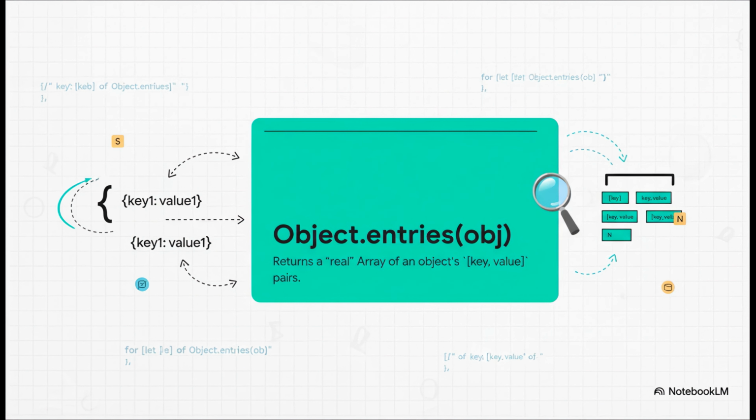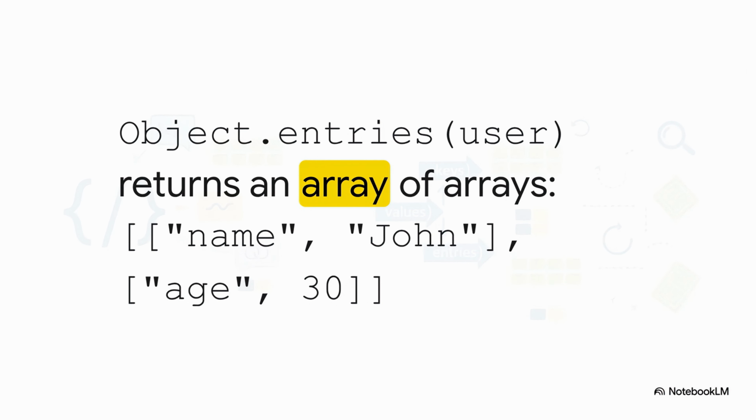And finally, we have the real powerhouse of the group, Object.entries. This one, you guys, is the real game changer. It gives you the best of both worlds. You get an array back, but each item in that array is another little array holding the key value pair together. Just look at that structure for a second. It's an array of arrays. The first item is name, John. The second is age, 30. And trust me, this specific format is the key to unlocking some serious power, as we're about to see.